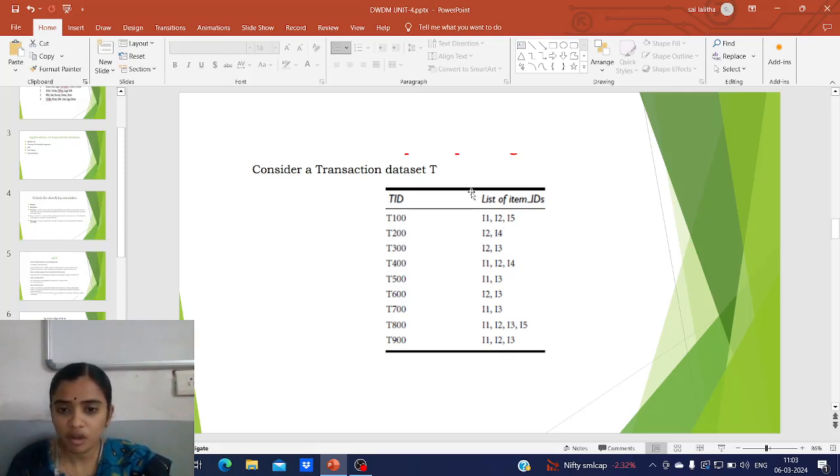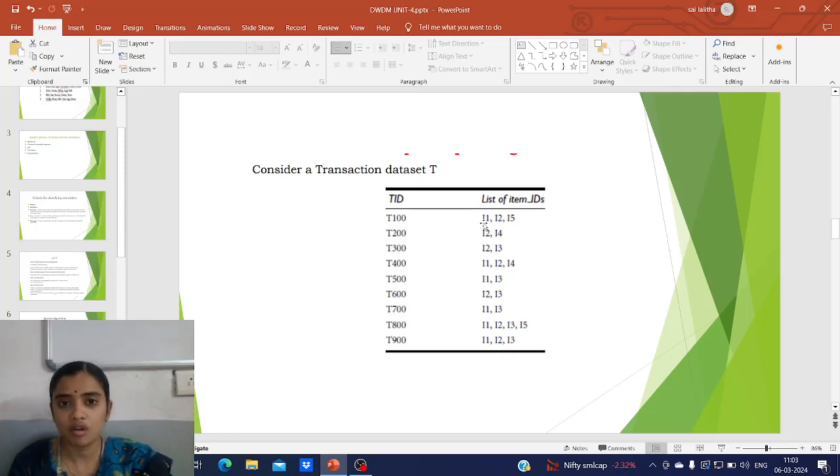First of all, what is the transaction width of each transaction? Let us consider the T1 transaction here. The transaction width of T100 is 1, 2, 3. So it consists of 3 items, so the transaction width is 3. Like that, we have to calculate the transaction width.